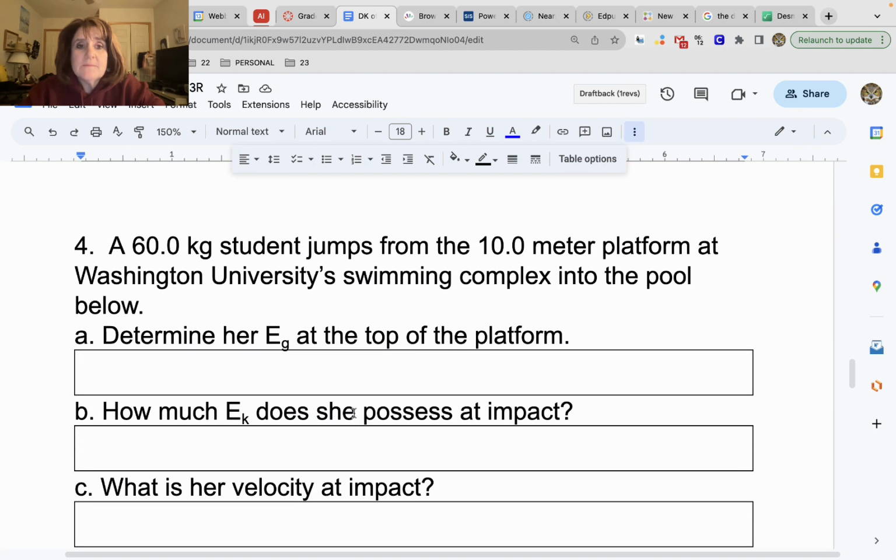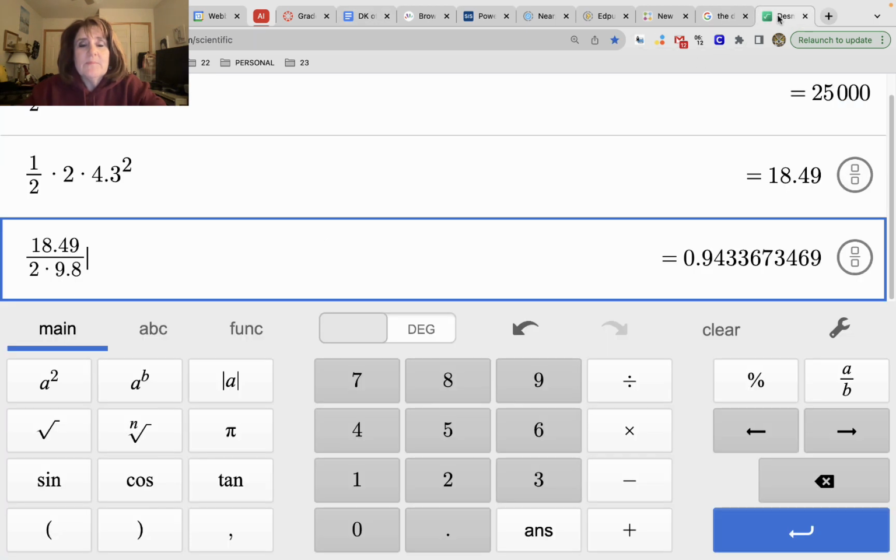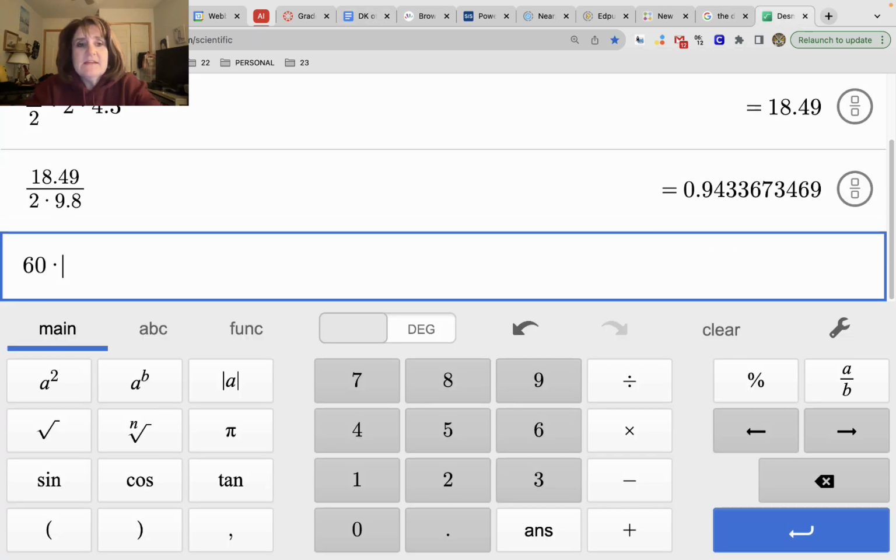Question number 4. A 60-kilogram student jumps from a 10-meter platform at Washington University's swimming complex into the pool below. Determine her Eg at the top of the platform. Eg is equal to mass times gravity times height. Her mass was 60 times gravity of 9.8 times the height of 10. Going back over to Desmos, 60 times 9.8 times 10 is 5,880.